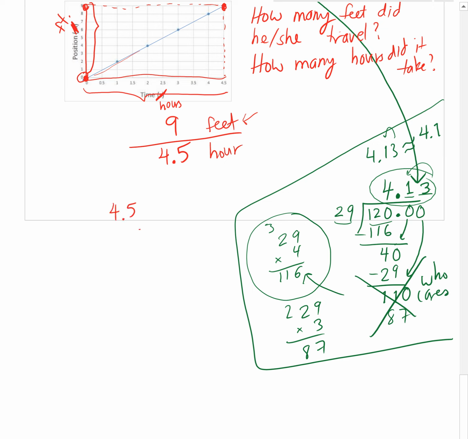4.5 into 9. Well, 4.5 can't go into 9, but remember the trick before: you can move the decimal over once to make that a 45, as long as I move 9's decimal over once, which would make it a 90. Actually, that's nice, because did you know 45 goes into 90 twice exactly? That's crazy! That's a nice number, 2 feet per hour.